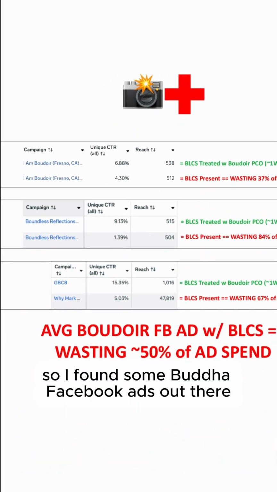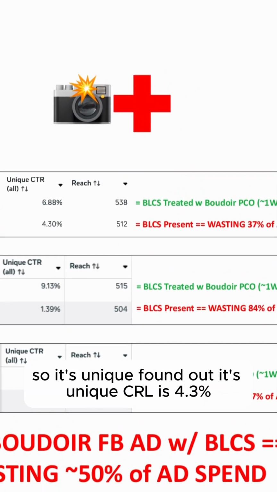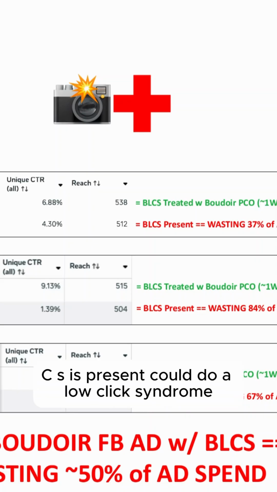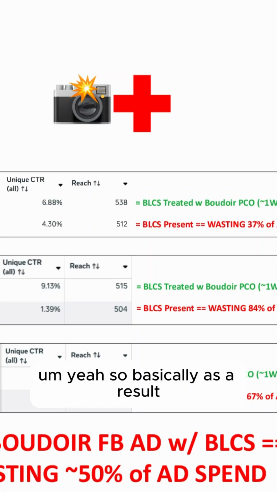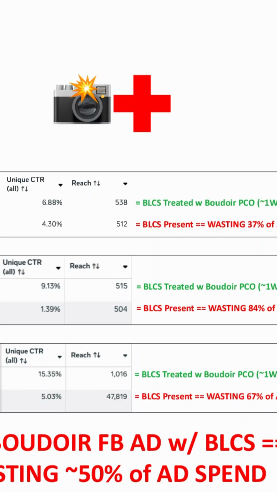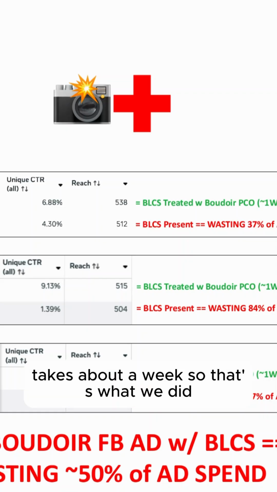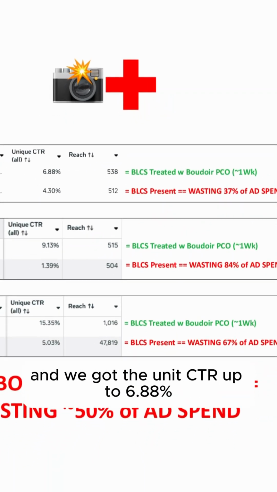Now here onto my residency. So I found some Boudoir Facebook ads out there, brought them to the hospital, tested them. First one up, found out its unique CTR is 4.3%. So I discovered that BLCS is present, Boudoir low click syndrome. And as a result, we know we can treat this with Boudoir Pico. Takes about a week. So that's what we did. Treated it with Boudoir Pico, took about a week, and we got the unique CTR up to 6.88%.